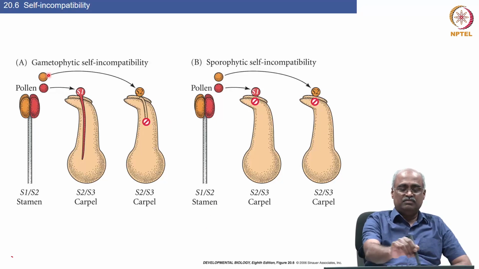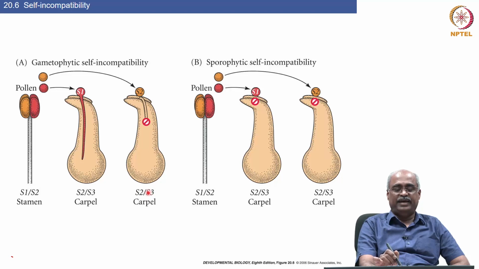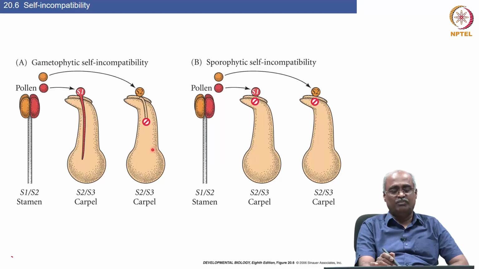Whereas this pollen with the S2 allele for that given self-incompatibility locus shares an allele in the carpel, and as a result this is recognized as self, and when it is recognized as self, germination does not happen. So the pollen tube, even if it starts, degenerates and there is no fertilization that is going to happen.